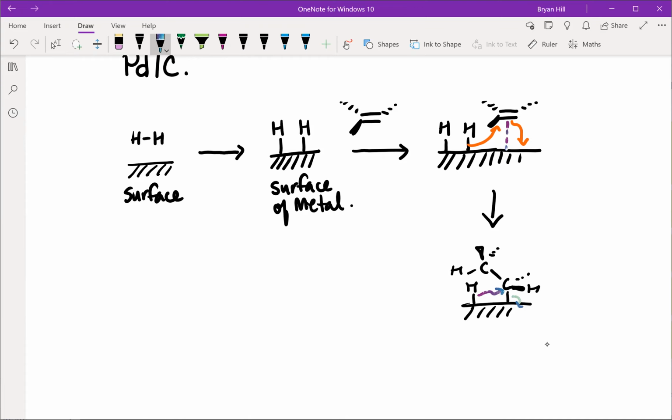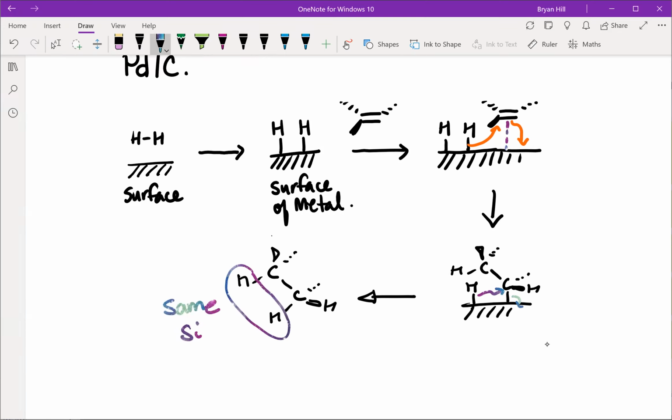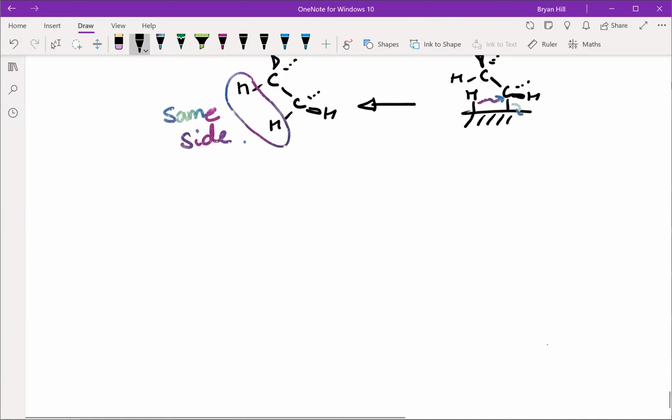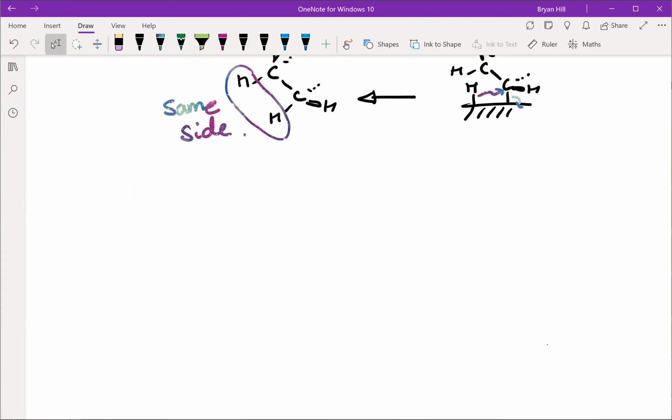In the end, the key point, and a lot of the evidence that suggests this is what's taking place, is that the two protons, or the two hydrogen atoms, I guess would be a better way of saying it, are on the same side. So if you've got a molecule like this, let's draw it like this.